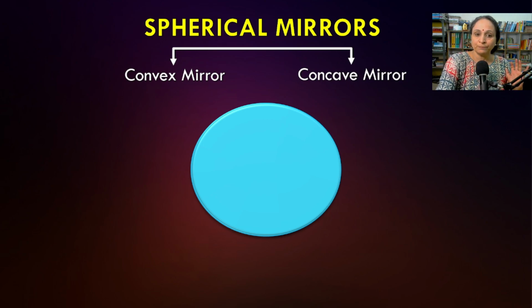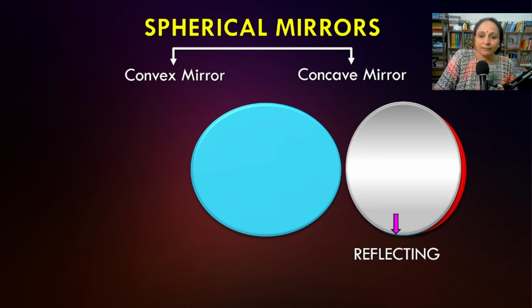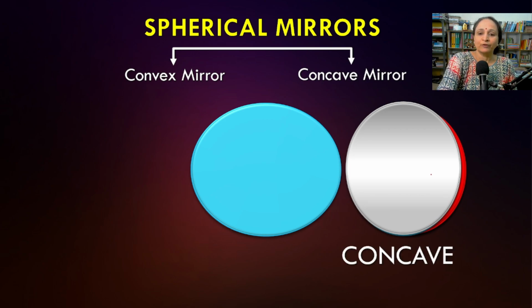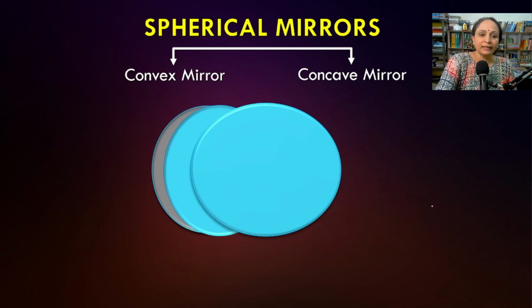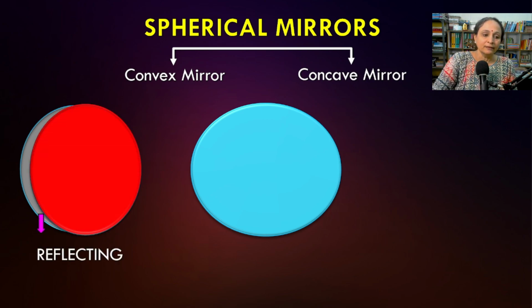Okay, now you have got a sphere which is made up of glass, and you take a part of it and cut a certain portion, and the remaining portion, the white portion, is taken out and the red portion is there. So this type of mirror, which has the shape of a cave, is called the concave mirror. And the other part, if you take the other part, and the reflecting surface is this side, this will be called the convex mirror.